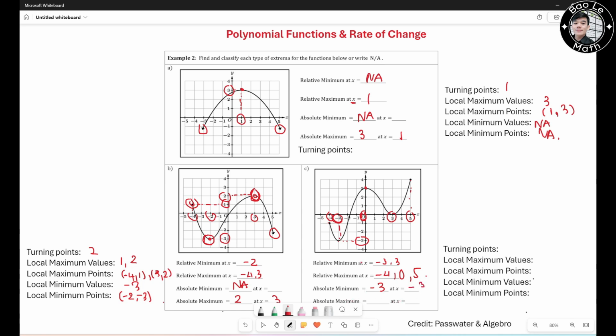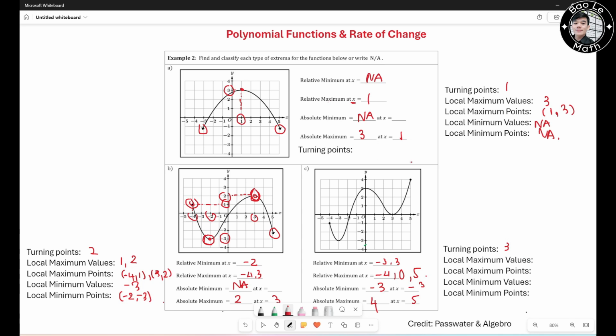Absolute maximum is the highest value of y of maxima. So the highest value of y of maxima is right here, 4. As s equals 5. There is 1 turning point, 2 turning points, and 3 turning points. So it could be 3 turning points.